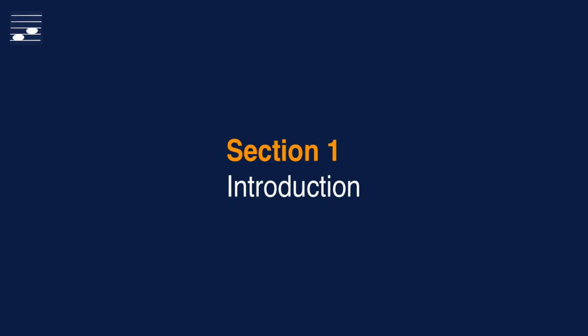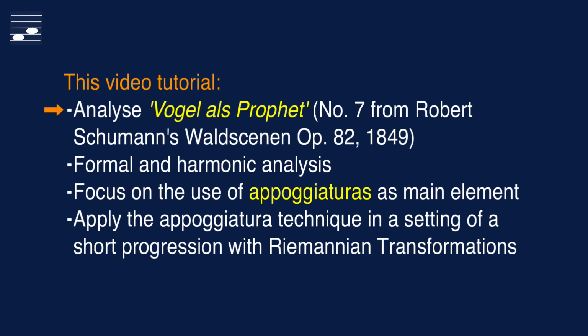Robert Schumann finished the bundle Waldscenen Opus 82 in the year 1849. Listening to this set of piano pieces, I was struck by the unique and particular musical idiom in number 7, Vogel als Prophet, where the A section is full of arpeggios with appoggiaturas. After a formal and harmonic analysis, we'll focus on the usage of these dissonant non-chordal notes as main compositional element. I hope you will accompany me on this discovery journey where Schumann demonstrates amazing and masterly control of the effect. I'll conclude this video with a short application example.